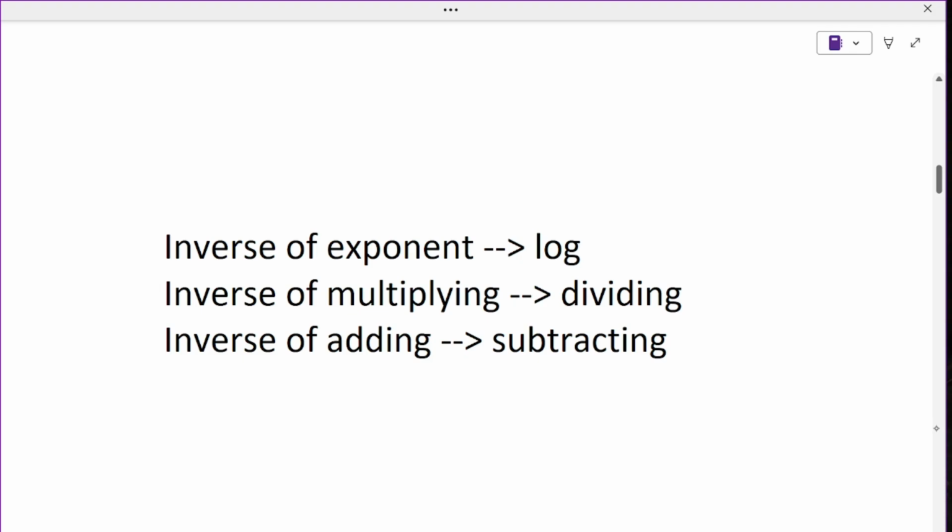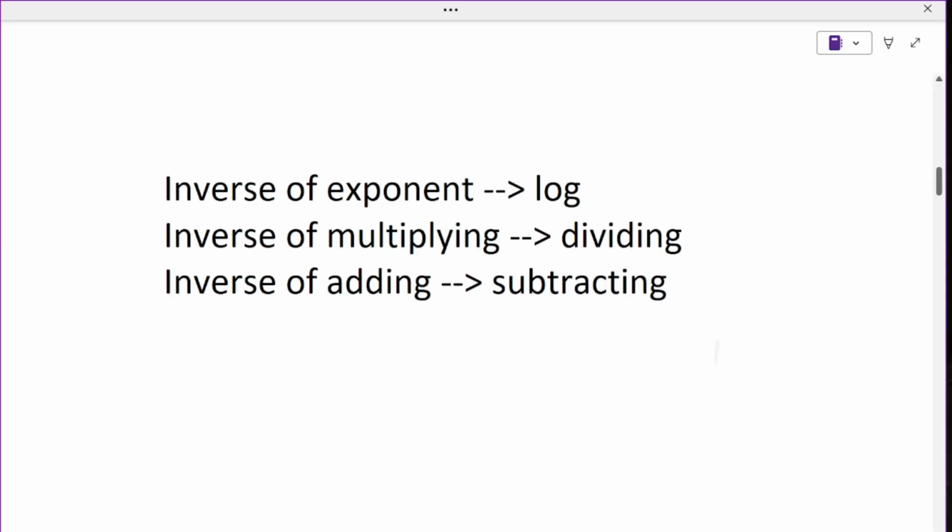A few other examples of this: the inverse of an exponent is a log. The inverse of multiplying is dividing, and the inverse of adding is subtracting. And of course, there are more examples of this as well, but I just wanted to give a general idea of some other examples. And it's not the opposite, it's just undoing, right? So I want to make sure that that is understood.